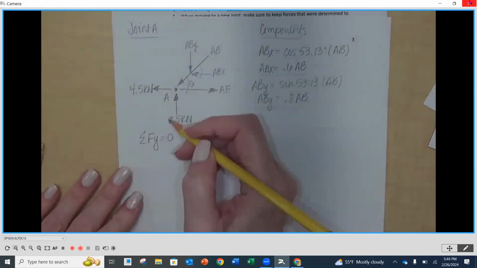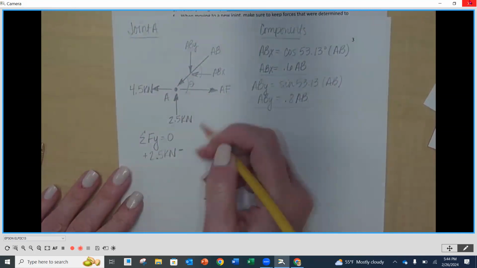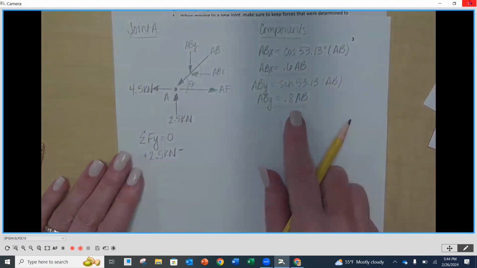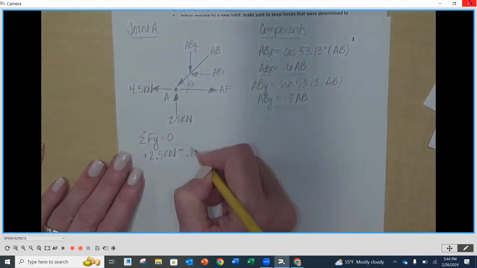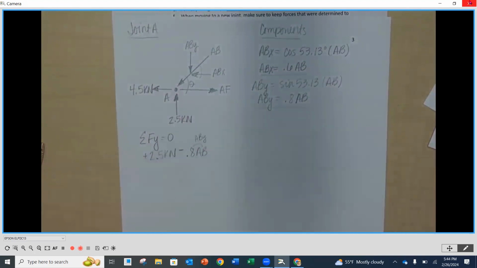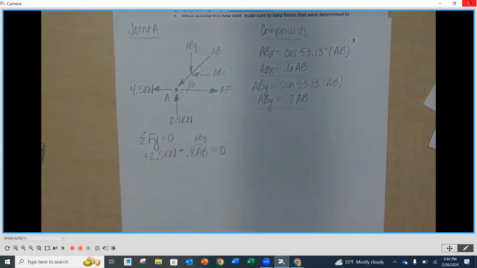So as we look here, summing the forces in the Y, I've got a positive 2.5 kilonewtons, right? I've got a negative ABY, but instead of putting ABY, I'm going to put 0.8 times AB. You don't have to do this, but I just want to identify that the 0.8 times AB is my ABY. And it's going down, that's why it's negative. Those are the only two forces in the Y direction. I set that equal to 0. So my only unknown here is the AB.